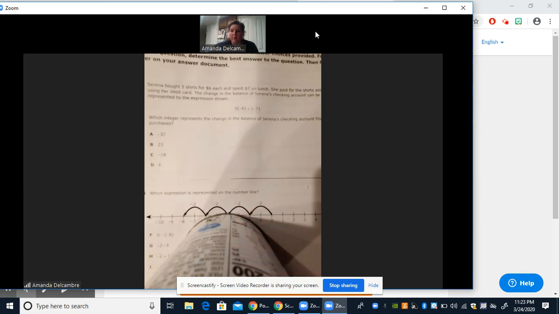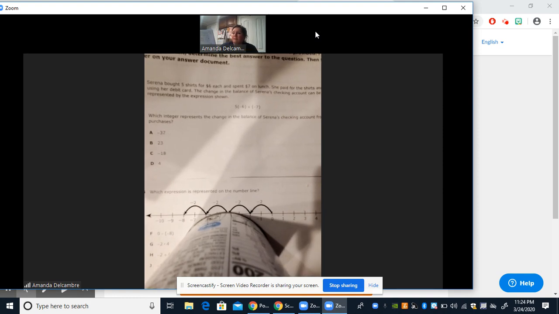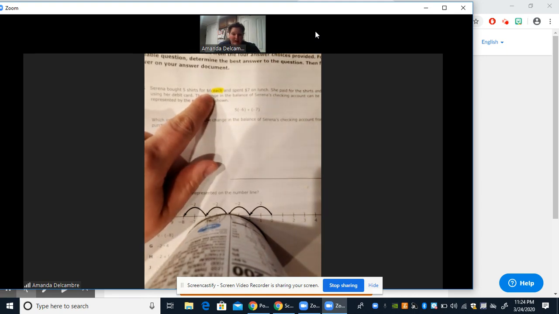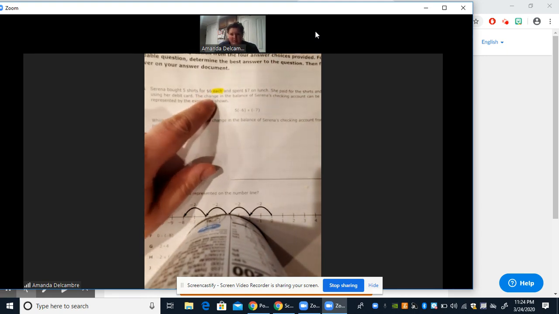Here we go. Serena bought 5 shirts for $6 each and spent $7 on lunch. She paid for the shirts and lunch using her debit card. The change in the balance of Serena's checking account can be represented by the expression below. Which integer represents the change in the balance of Serena's checking account from these purchases? Okay, so keyword there. All right, she bought 5 shirts for $6 each. So each shirt costs $6. That money is being taken out. So we know that we're dealing with some negative numbers, but we know we're going to be multiplying.